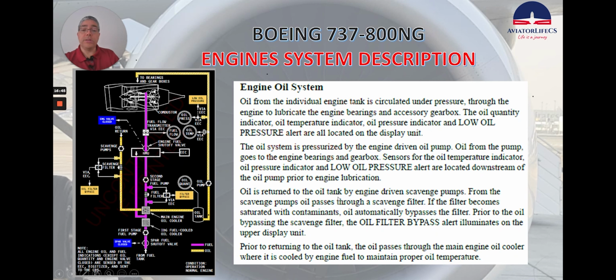Oil is returned to the oil tank by engine-driven scavenge pumps. From the scavenge pumps, oil passes through a scavenge filter. If the filter becomes saturated with contaminants, oil automatically bypasses the filter. Prior to the oil passing the scavenge filter, the oil filter bypass alert illuminates on the upper display unit. Prior to returning to the oil tank, the oil passes through the main engine oil cooler where it is cooled by engine fuel to maintain proper oil temperature.